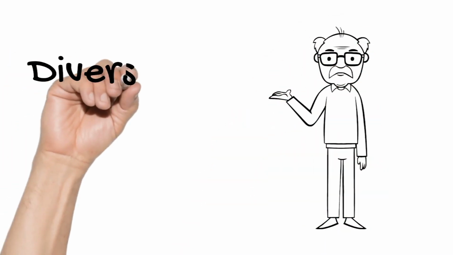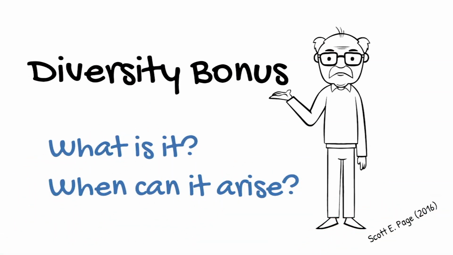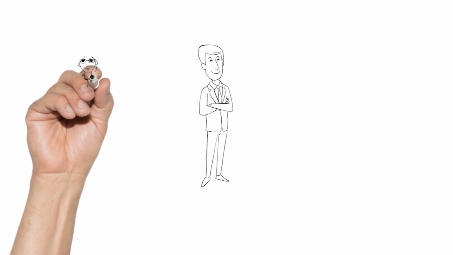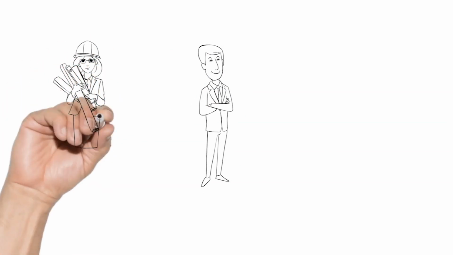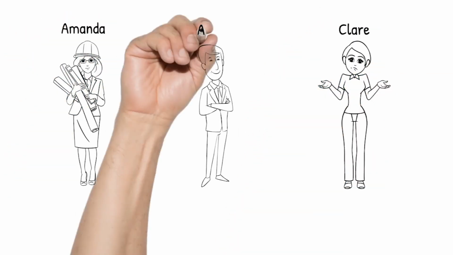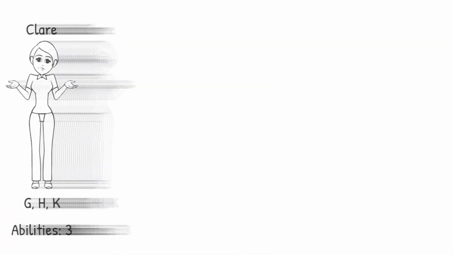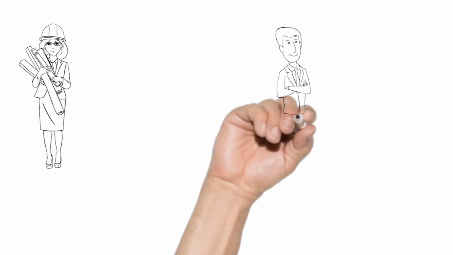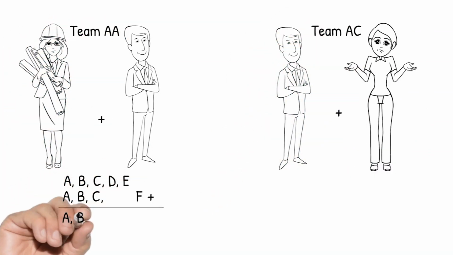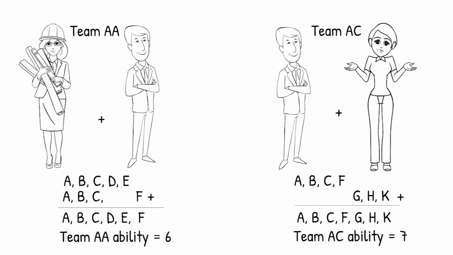I'm going to take a couple of minutes of your time to explain what Scott Page meant with diversity bonus. What is it and when can it arise? I'm going to introduce you to three people who have different abilities designated with letters. We have Amanda, we have Adam and Claire with 5, 4 and 3 abilities. What happens if I put these into teams? If I combine Adam and Amanda and Adam with Claire? You can see that as team abilities, Team AA has 6 and Team AC has 7 abilities.